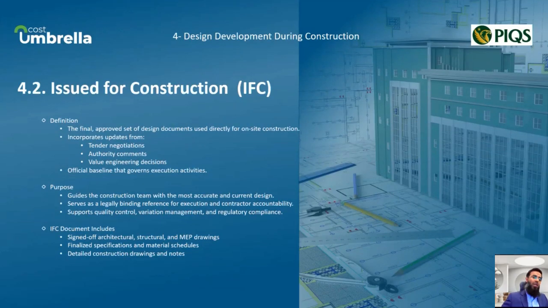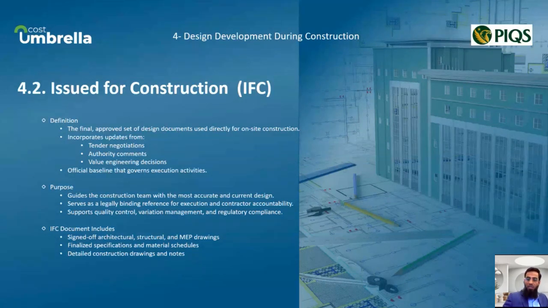The next stage in this phase is the IFC package, IFC drawings, which is issue for construction. These are the final approved documents used by contractors to build the project. They are the output of multiple iterations, incorporating any last-minute changes from the tender process, authority requirements, and value engineering outcomes. Once these documents are issued, they form the official design baseline for construction.